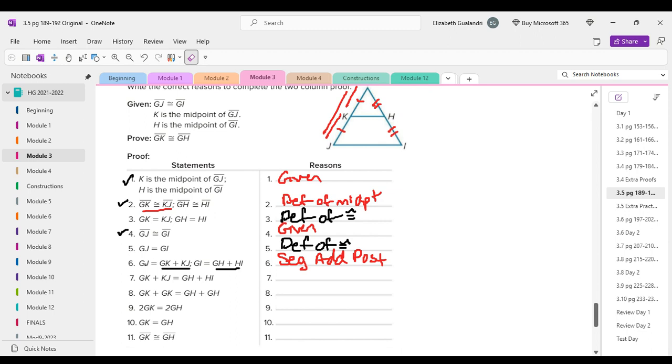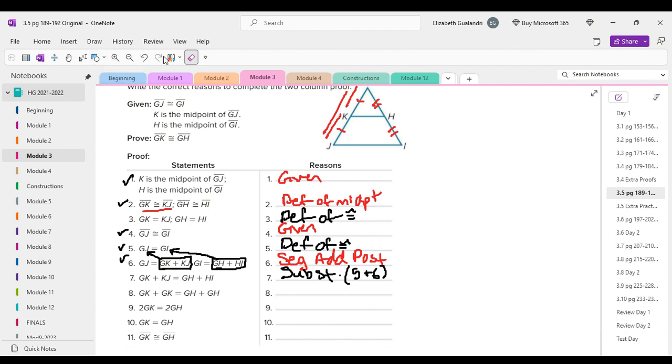I'm hoping I have GJ equal to GI. I do. So I'm going to take this piece here and substitute it in for GJ, and then this piece here and substitute in for GI, and that's what allows me to get to 7. So step 7 was substitution. And again, if you want to, it's substitution with step number 5 and 6 that we put together there in order to get to 7.